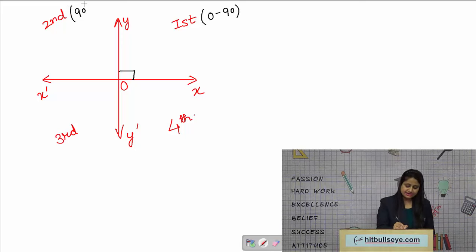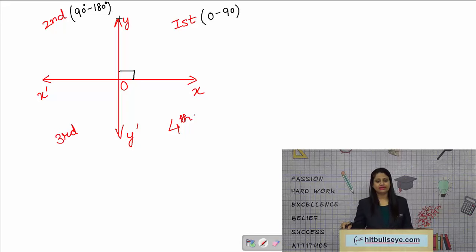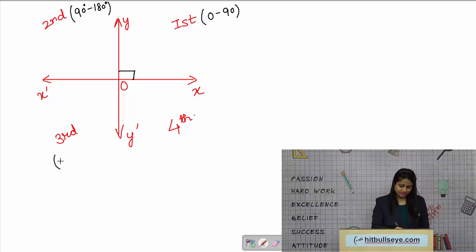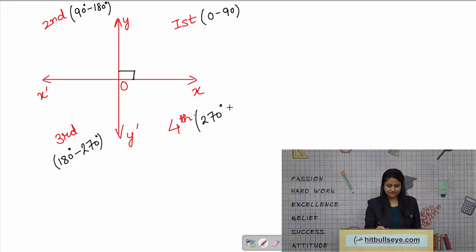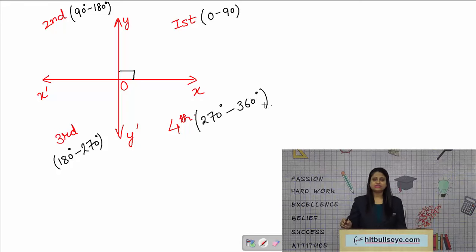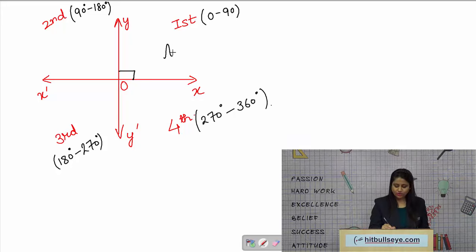Second is 90 degree to 180 degree. You can see the straight line, the x-axis. A straight line makes an angle of 180 degree. Third is 180 degree to 270 degree. We are adding up 90 every time. And this is 270 degree to 360 degree. So these are the fourth quadrant. What we have learned in the previous slide, it says here all the angles are positive.